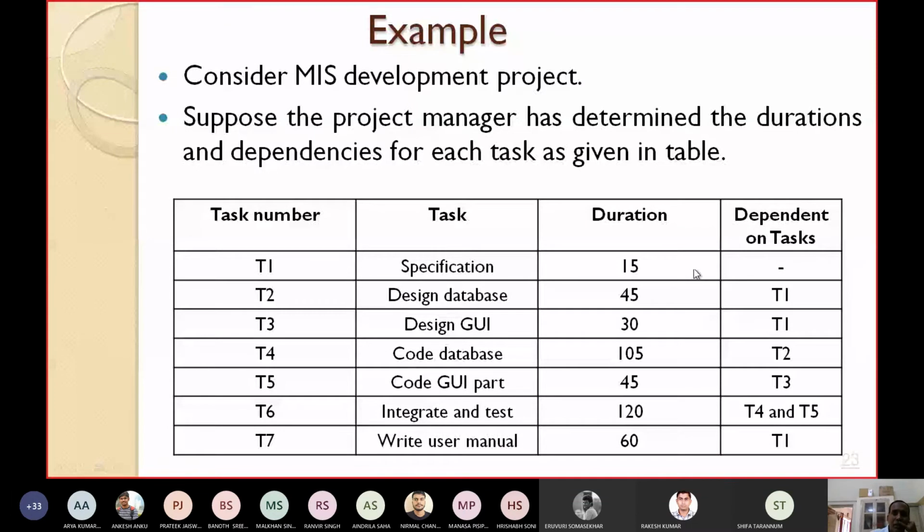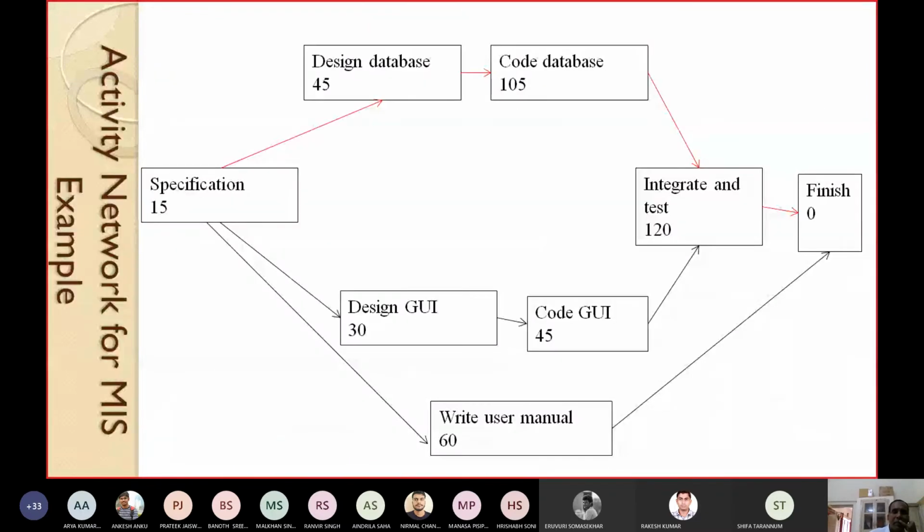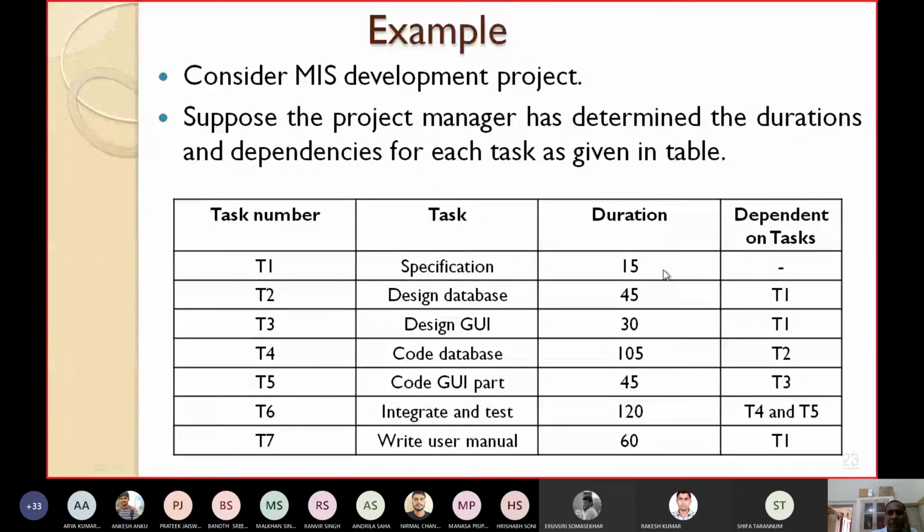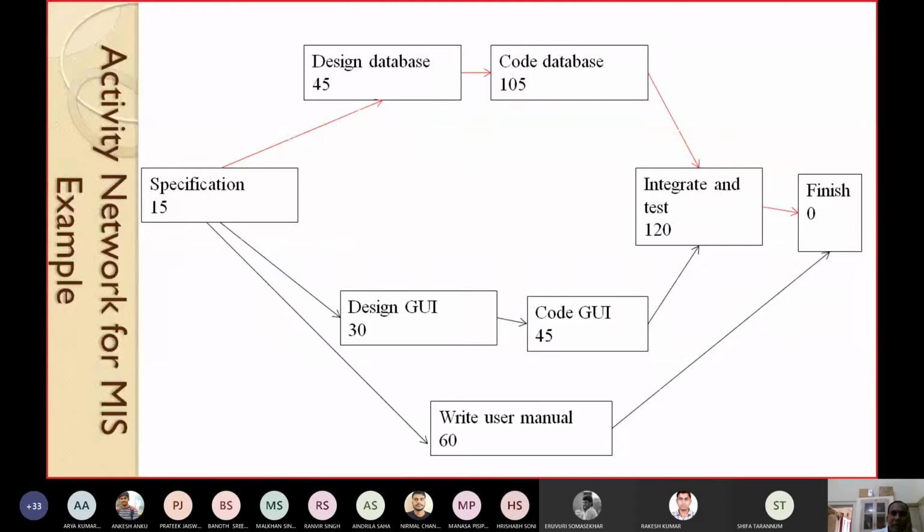Let's see how you can draw the activity on node network. You can see from this table which task does not depend on anything else. T1 does not have any dependency, so the starting point must be T1. I have written specification. I have already told you that in an activity on node network, the tasks will be represented as circular nodes or rectangular nodes. I have taken rectangular nodes.